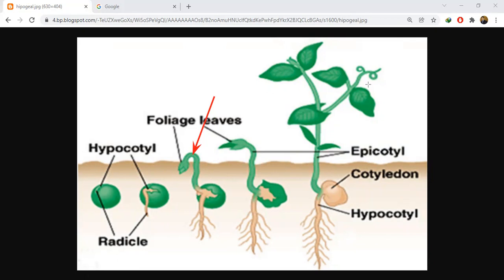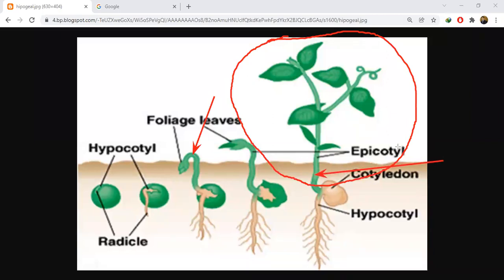Ultimately, the total plant is coming out. So here there will be hypocotyl. Okay, this is hypocotyl. One portion will be epicotyl, one portion will be hypocotyl.